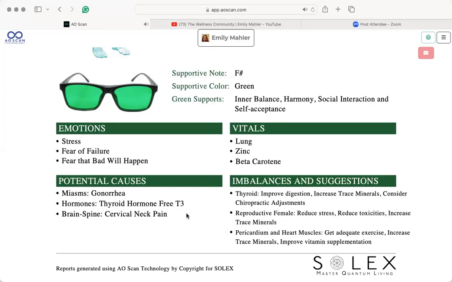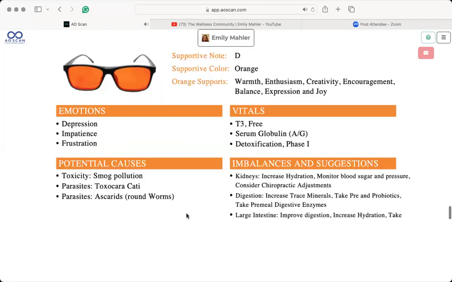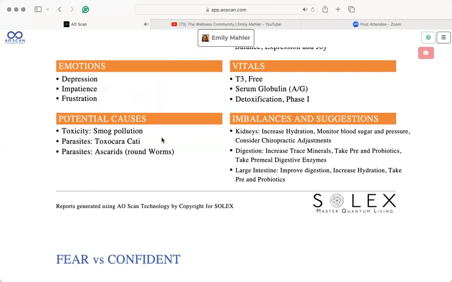I know that I have hormone issues right now, so that's not surprising. The brain, spine, cervical neck pain. I have all kinds of stuff going on in my neck right now, so again, not surprising. I'm gonna scroll down to these next ones.